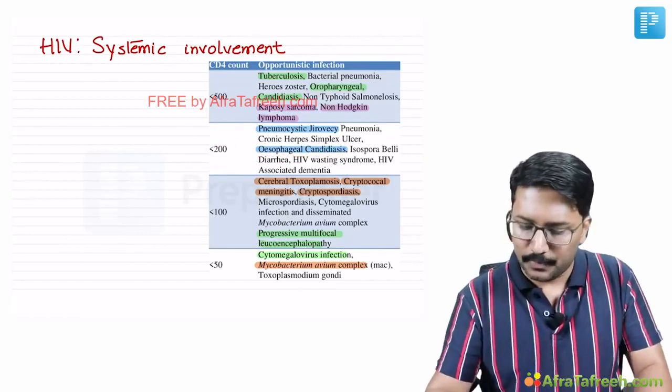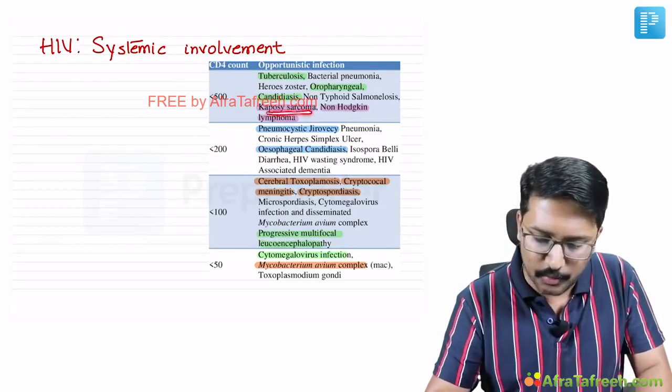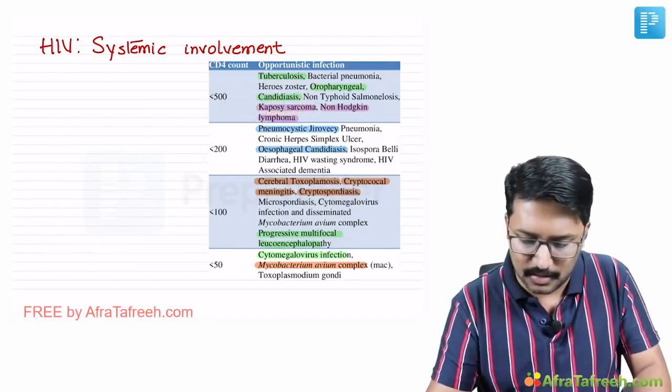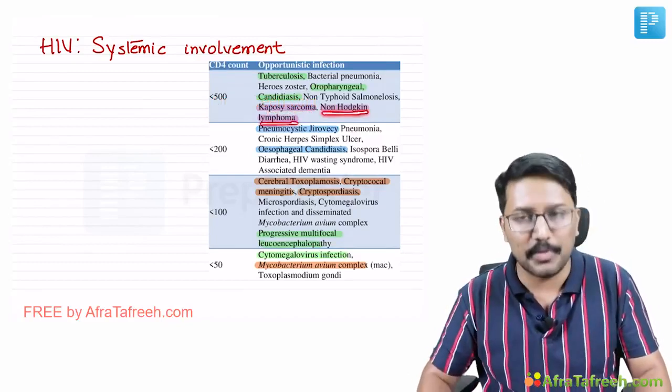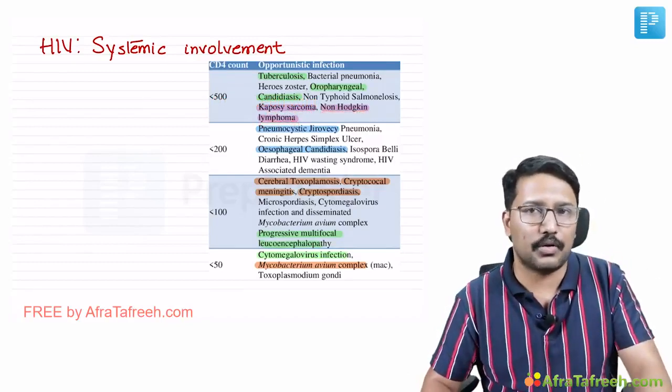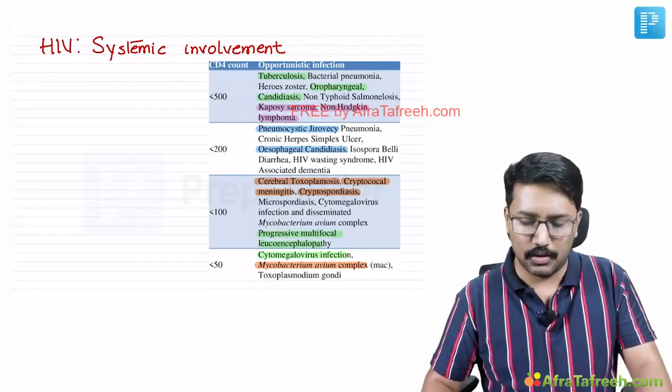Okay. Then HIV patients are at increased risk of developing Kaposi sarcoma due to HHV8 infection. They are also at increased risk of developing non-Hodgkin's lymphoma. They can appear at a much higher CD4 count, above 200, right? Below 500 and above 200.